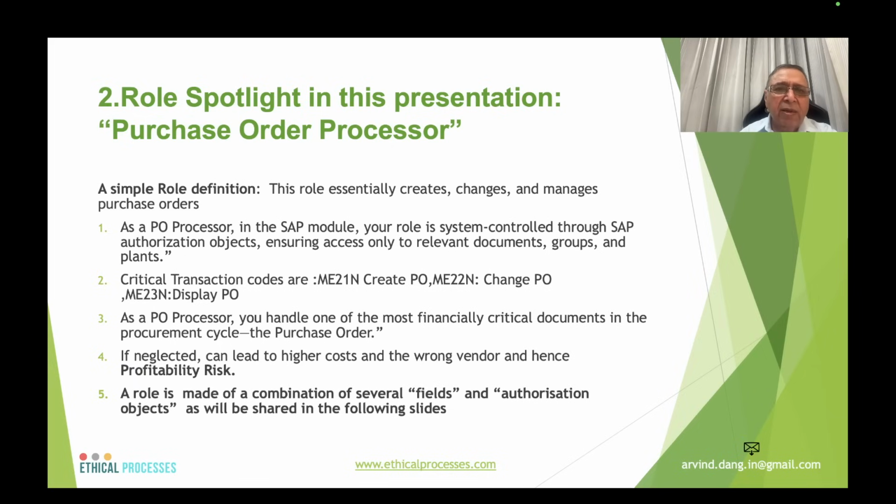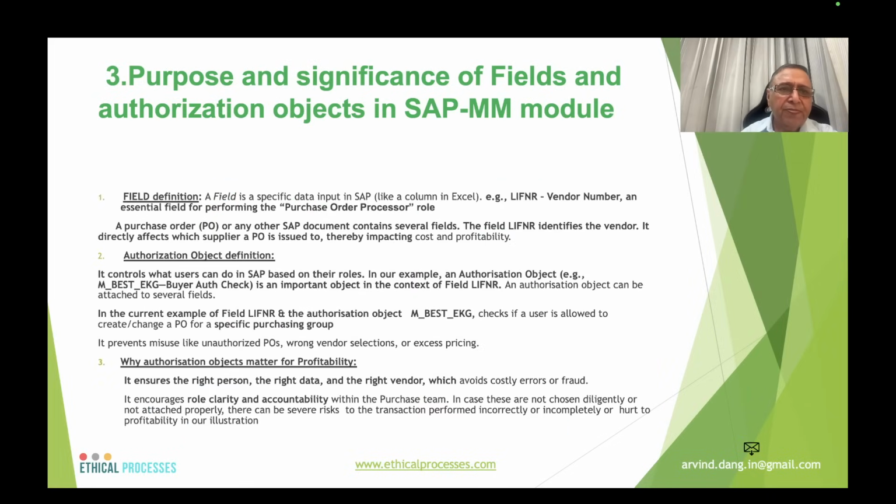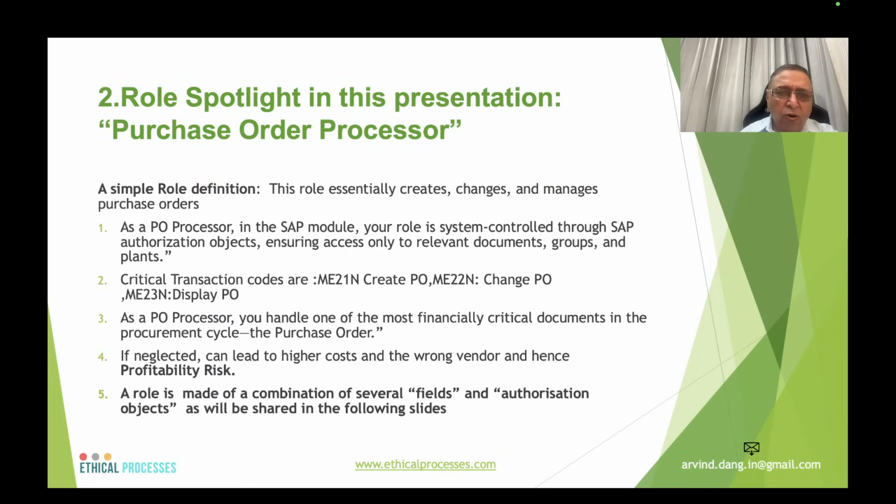A role is made of a combination of fields and authorization objects, as I'll be sharing soon. There are hundreds and hundreds of roles in the purchase function, and there can be thousands of roles considering all the modules in your organization, like finance module, quality module, production module, PP module, sales and distribution module, and so on and so forth. So, I talked about that a role is made of a combination of fields and authorization objects.